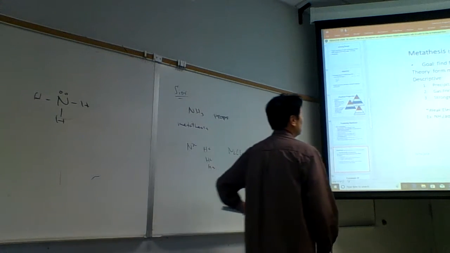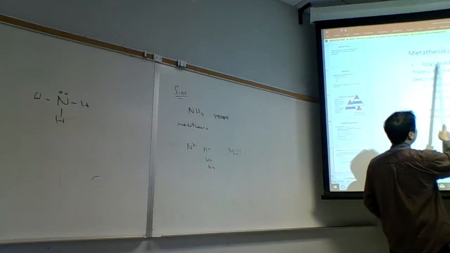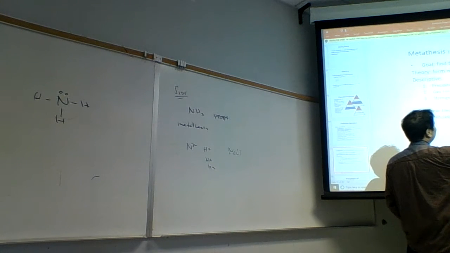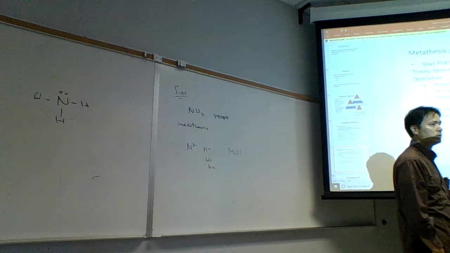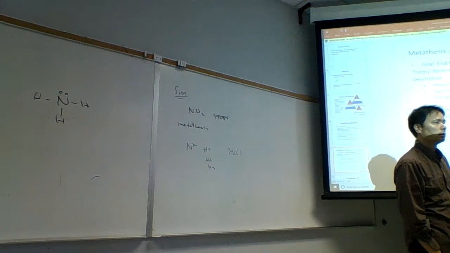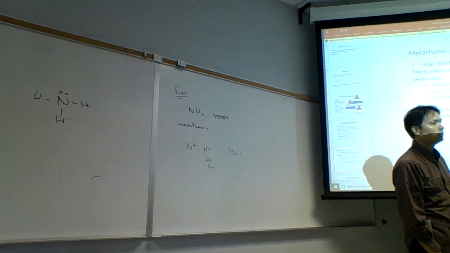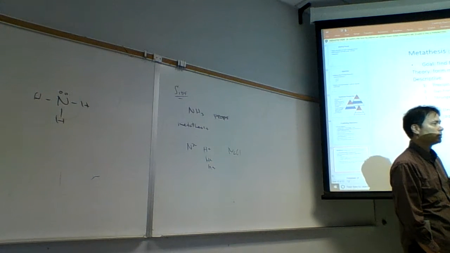So this is it. This is the whole goal of metathesis. We want favorable ion combinations. So what is a favorable ion combination? Something that precipitates: precipitation, gas formation, stronger to weaker acid.